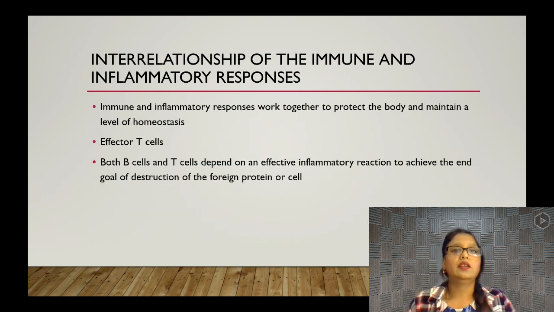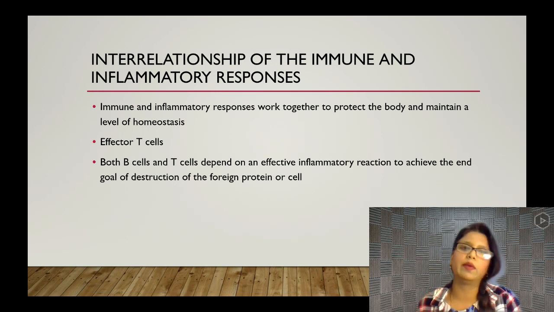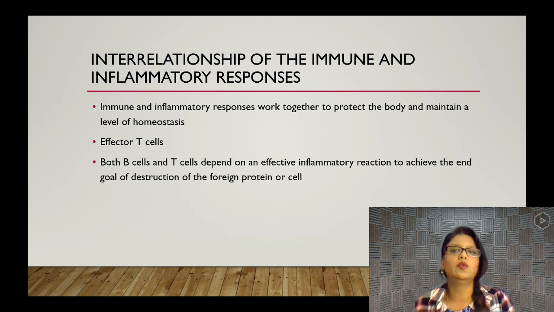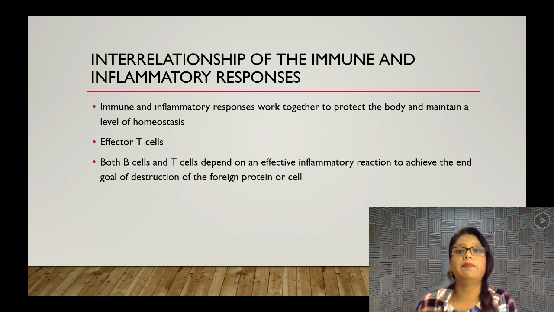Interrelationship of immune and inflammatory responses. Immune and inflammatory responses work together to protect the body and maintain a level of homeostasis. So they basically fight, and then they also find a balance. If your body's stronger and fought against it and you win, then it's like, okay, let's cool off, we won at the end. So there's a balance of, we don't need to fight anymore.